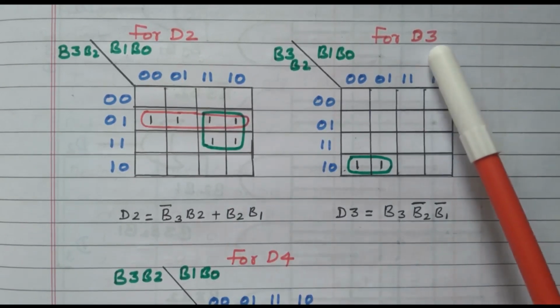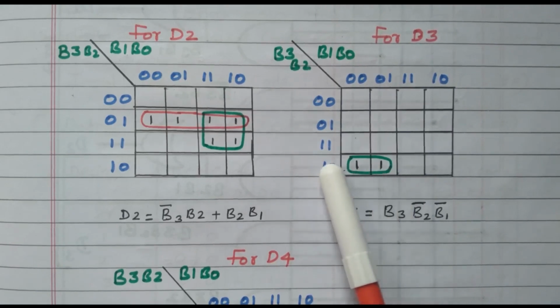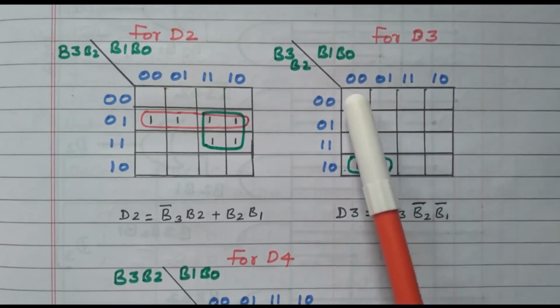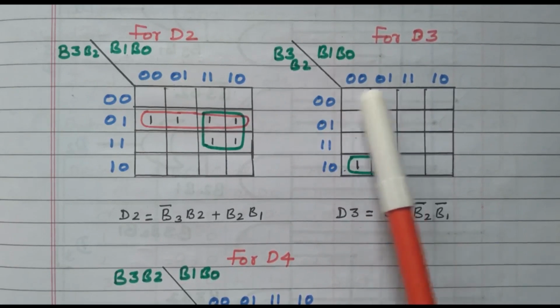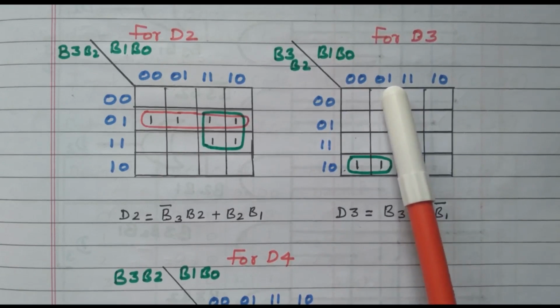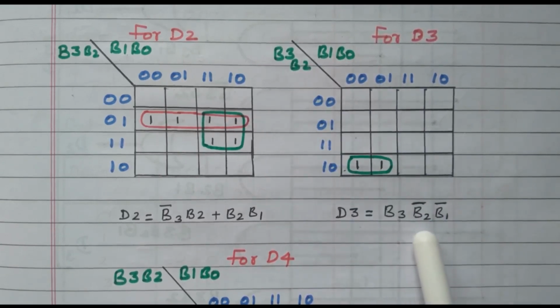Similarly, we will go to D3. D3 has only 2 ones available. What is available in the corresponding row? 1 0. 1 means B3. 0 means B2 dash. B3 B2 dash. What is available in the column? 0 0 0 1. First 0 is available in both columns. First 0 means B1 dash. Second is 0, here 1, so it got cancelled. So here it is B3 B2 dash B1. The expression for D3 is B3 B2 dash B1.